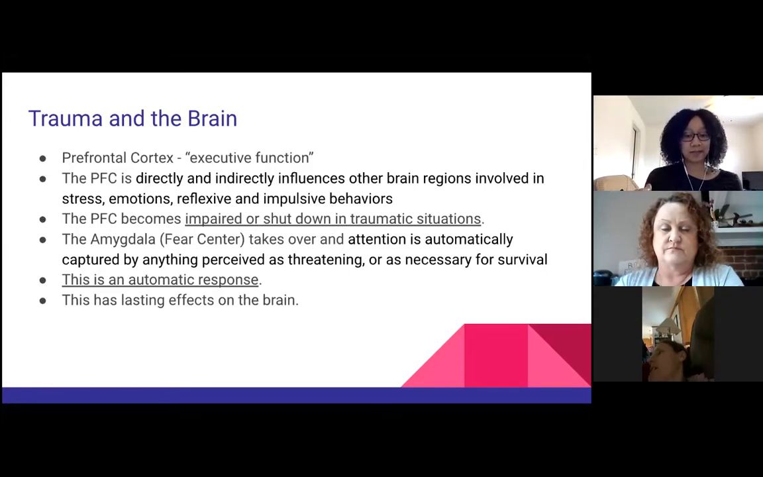It helps us to regulate our emotions, to make choices that are consistent with our goals and values. It helps us to manage other brain regions. And it becomes impaired or sometimes even shut down when we experience a traumatic situation or traumatic stress. And we don't control that. It is an automatic brain response to trauma. And then the fear center, or the amygdala, ends up taking over.